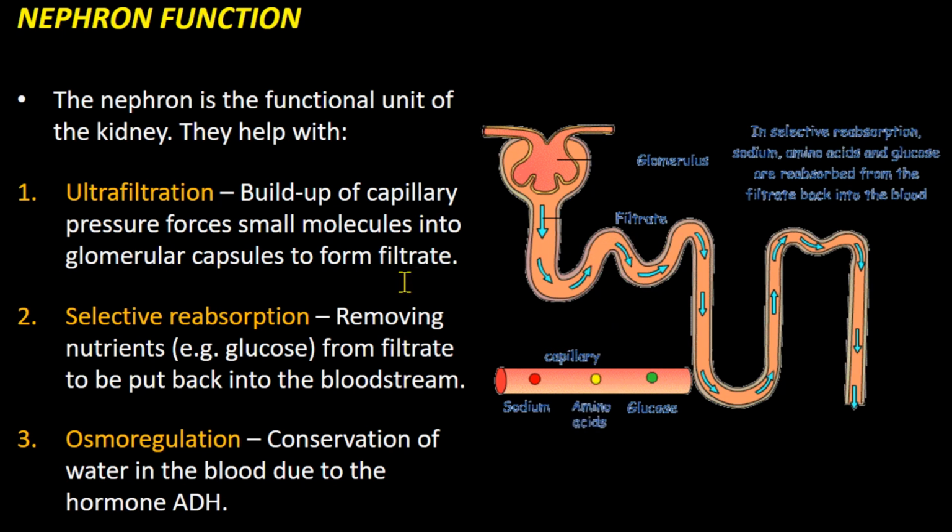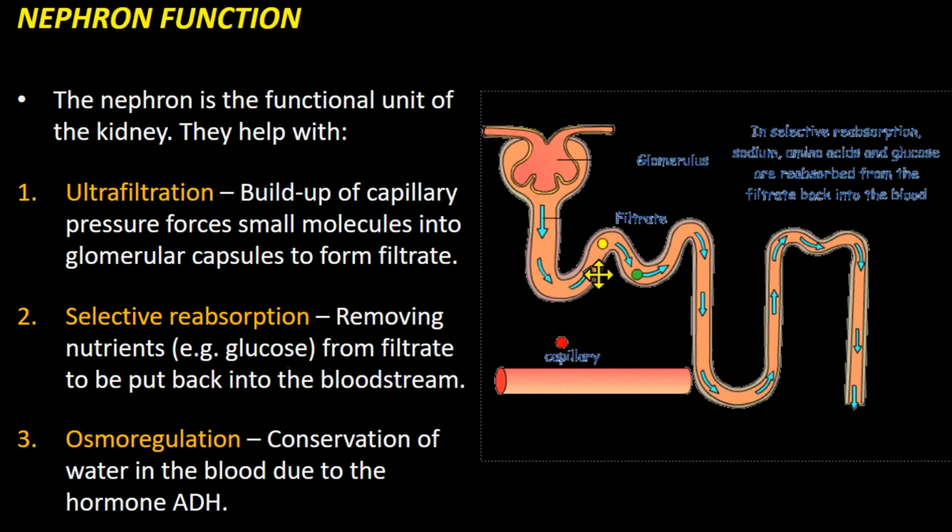Selective reabsorption is going to remove any nutrients or any useful substances such as glucose from the filtrate to be put back into the bloodstream. This is why you're seeing that some of it is moving into the capillaries here. This would be like amino acids, some sodium, some glucose, and so on.